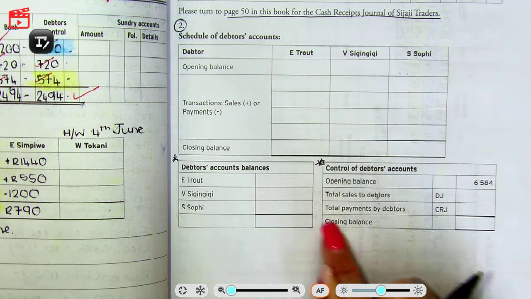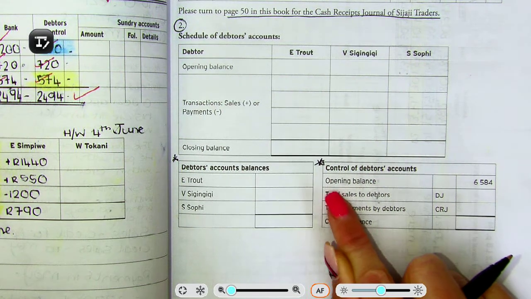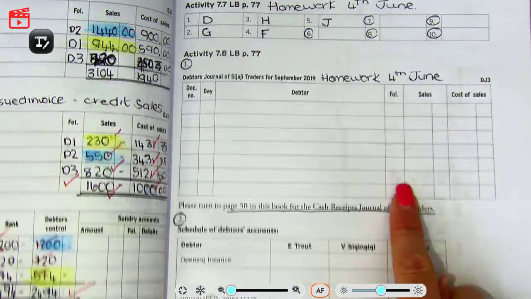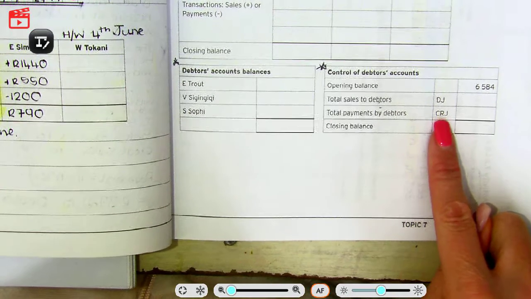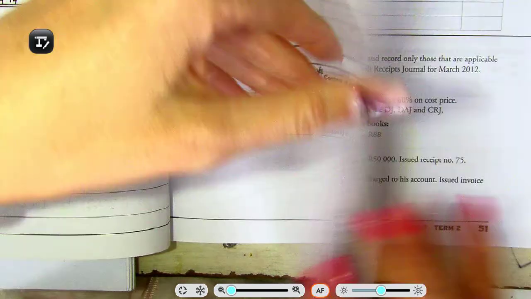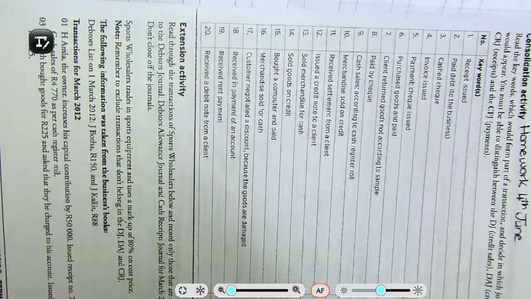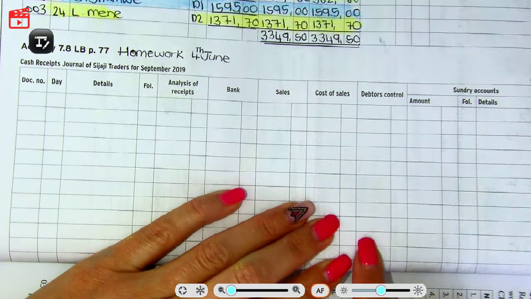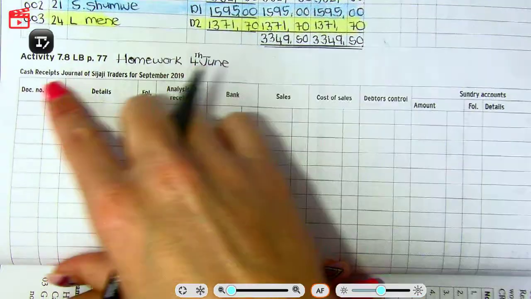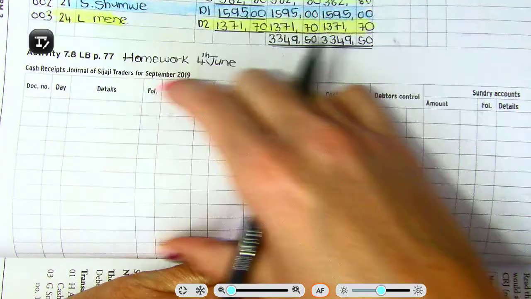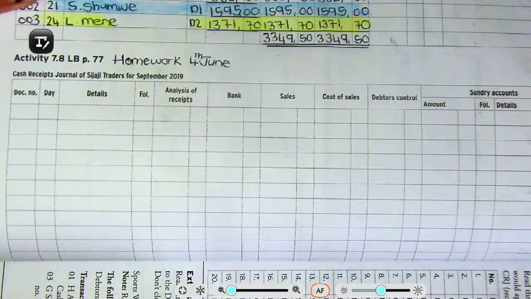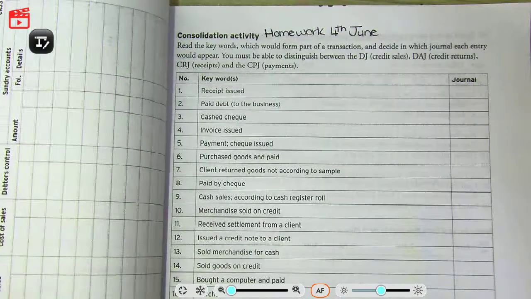So this is asking for the total sales in our DJ, in other words, the total amount of sales over here. And then the total payments by debtors, CRJ, that will be over here. Your debtors control total over here. So this is the CRJ for activity 7.8, and this is due for the 4th of June. And then last but not least, sorry, I know this is quite a lot of work, but you do have a lot of time to complete it.